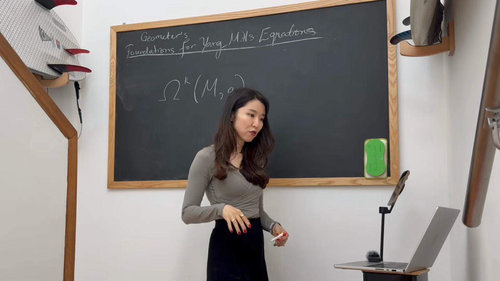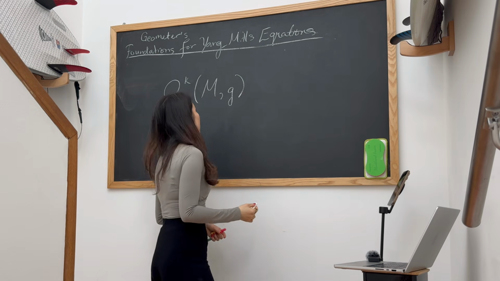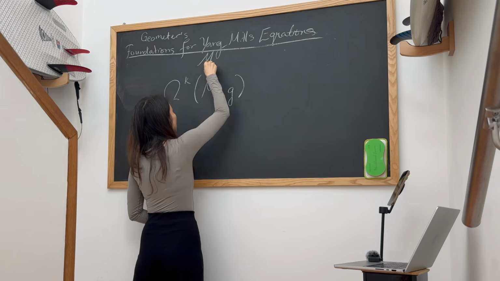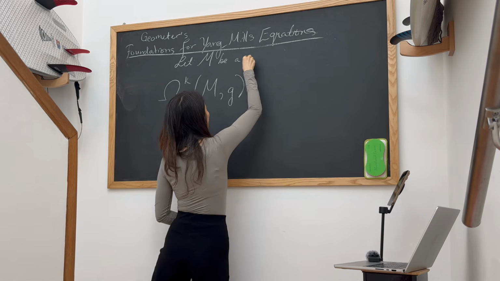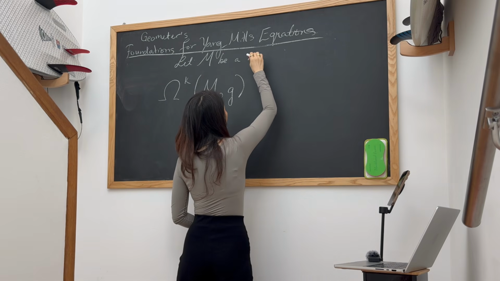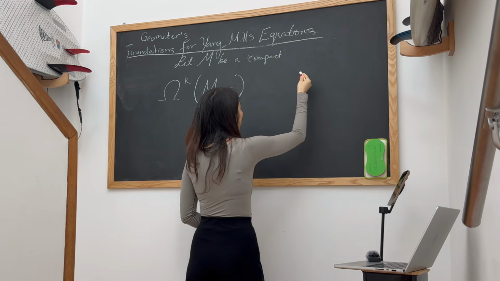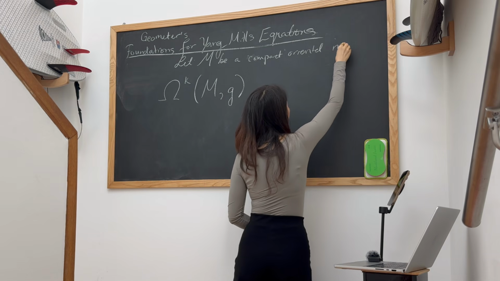So that was quite a mouthful, so let's actually write that down. So G-valued K-forms. They're defined on this manifold, which remember is, let M be a compact oriented n-manifold.